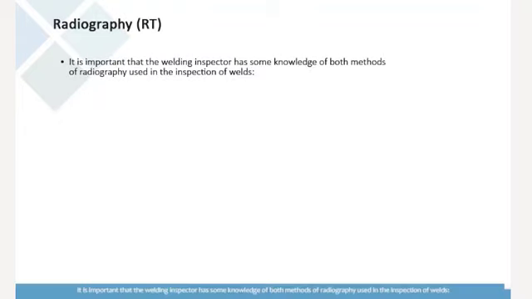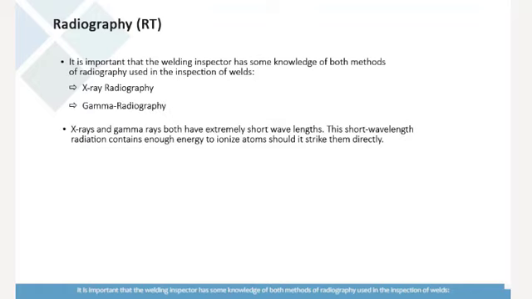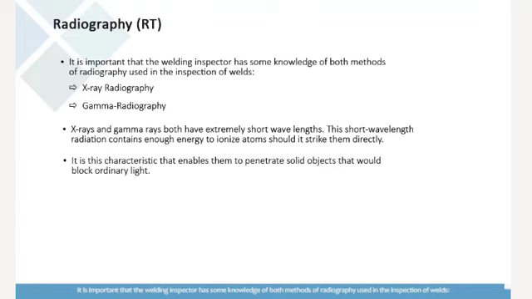It is important that the welding inspector has some knowledge of both methods of radiography used in the inspection of welds: X-radiography and gamma radiography. X-rays and gamma rays both have extremely short wavelengths. This short wavelength radiation contains enough energy to ionize atoms should it strike them directly. It is this characteristic that enables them to penetrate solid objects that would block ordinary light. The two types of radiation affect photographic film in the same manner.